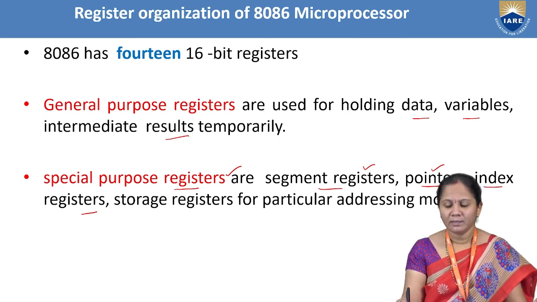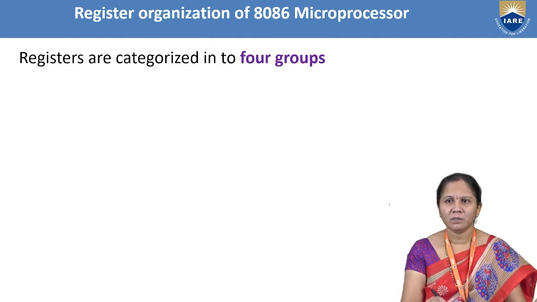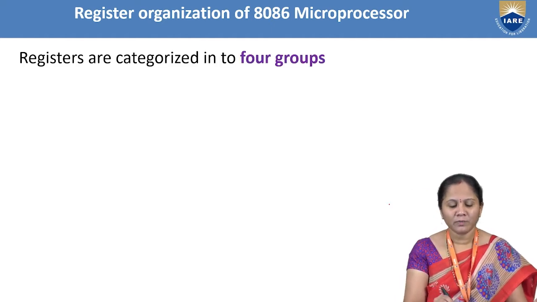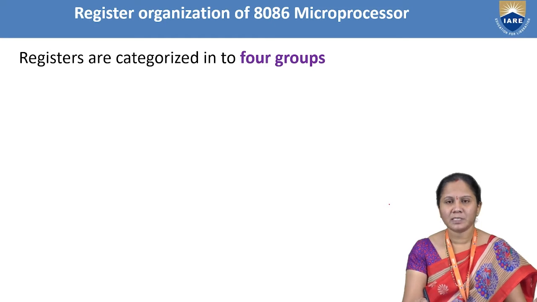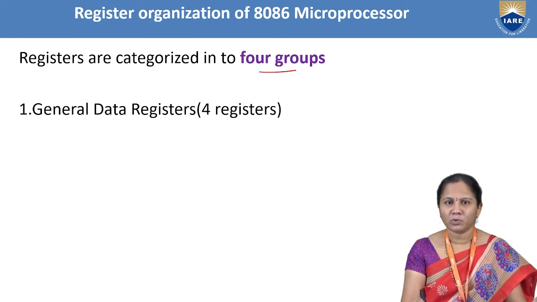These 3 pointer registers are also 16-bit registers. And next, index registers. In the 8086 microprocessor, we have 2 index registers, source index and destination index registers. These 2 registers are also 16-bit registers. They are called special purpose registers because they can be used only for some addressing modes.